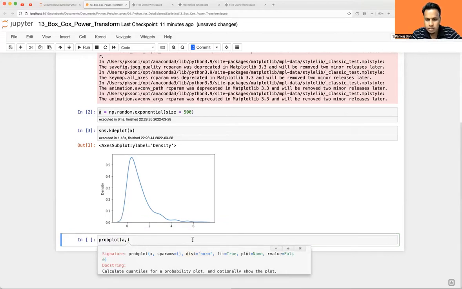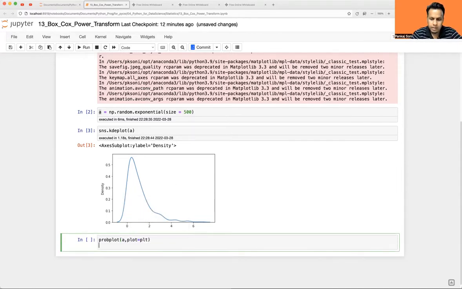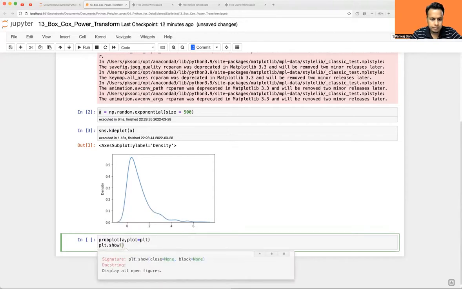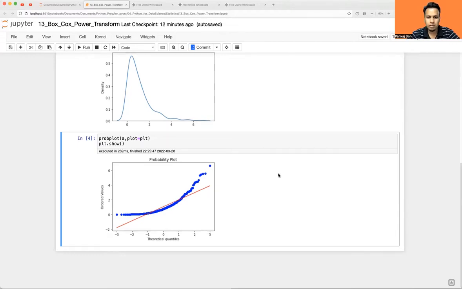And we'll be using plot equal to plt. So I'll just use plt.show. Let's see what it is. See here, it is definitely very much skewed data, and it is not at all a Gaussian normal distribution, because this blue line is not at all overlapping on the red line, which clearly tells it is not a Gaussian normal distribution.